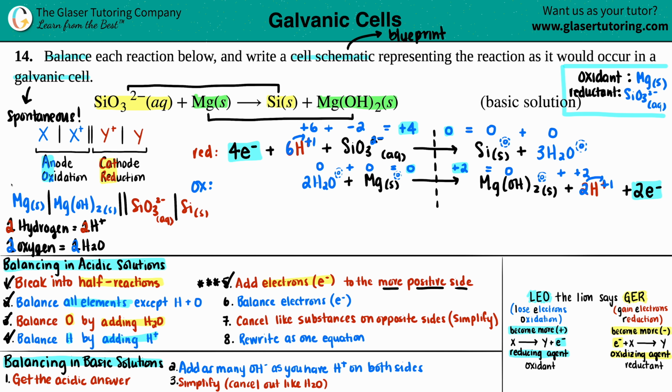Notice how in your schematics, you don't have any coefficients. No coefficients allowed in your cell schematics. It's just the bare bones of what it was. And now we can go back to our steps for our acidic answer.